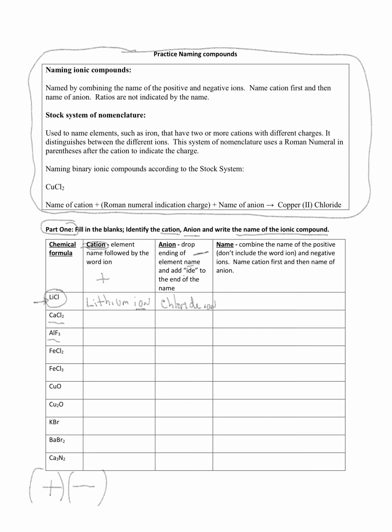Now when I name the compound, I'm going to combine the two. If you look at the instructions, combine the name of the positive ion, and don't include the word ion, and then the negative ion, the name of the cation first, and then the name of the anion. So it's going to be lithium, I'm not going to put the word ion, and then chloride. Okay, so now pause the video, and we'll go over the next one.